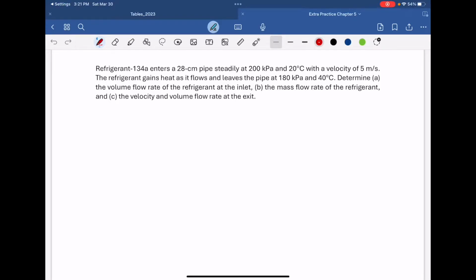Refrigerant enters a pipe steadily at 200 kilopascal and 20 degrees Celsius with a velocity of 5 meters per second. The refrigerant gains heat as it flows and leaves the pipe at 180 kilopascal and 40 degrees Celsius. Determine the volumetric flow rate of the refrigerant at the inlet and mass flow rate of the refrigerant and the velocity and volumetric flow rate at the exit.